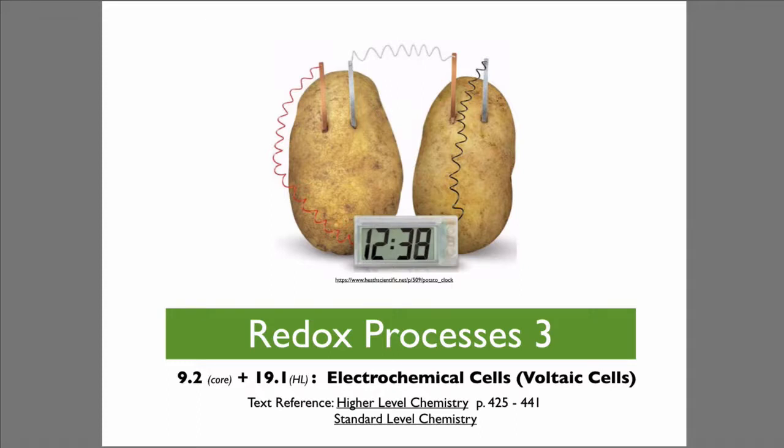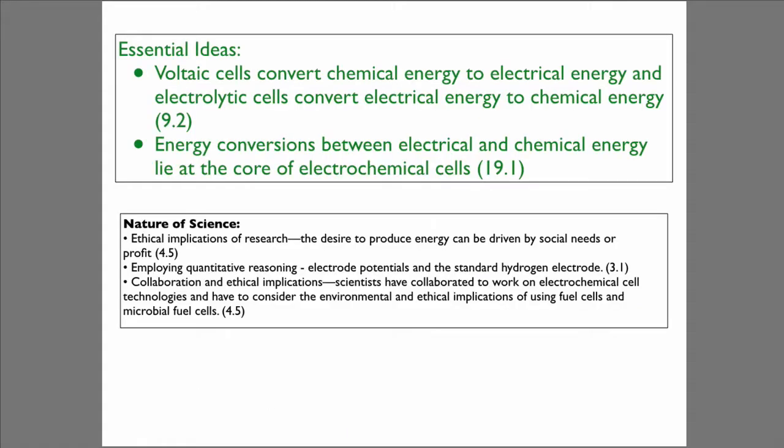Redox processes 3. Electrochemical cells, voltaic cells. Essential ideas: voltaic cells convert chemical energy to electrical energy, and electrolytic cells convert electrical energy to chemical energy. Energy conversions between electrical and chemical energy lie at the core of electrochemical cells.